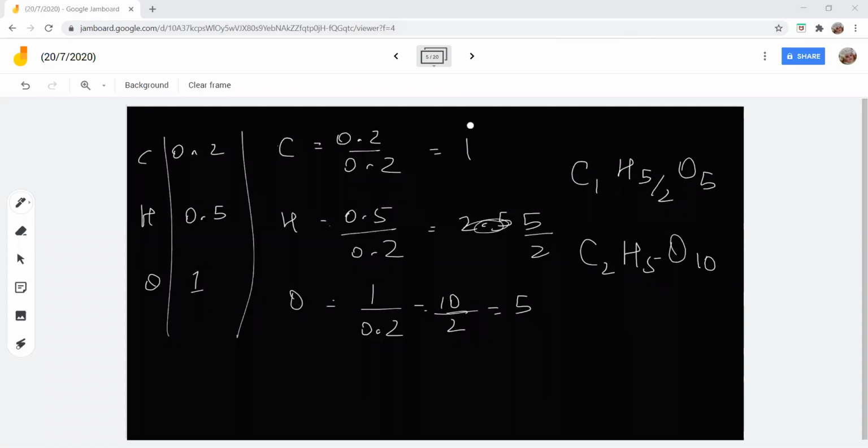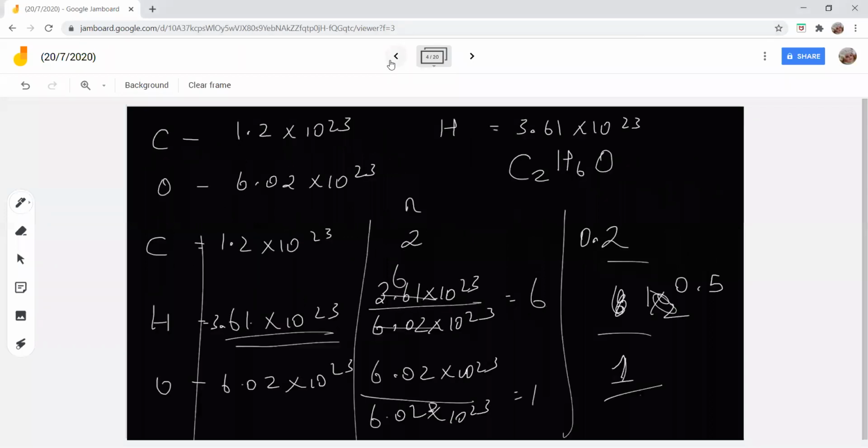Ma'am, in the starting for carbon, we did 6.023 into 10 power 23 divided by 1.2 into 10 power 23. No, ma'am, 1.2 into 10 power 23 divided by 6.023 into 10 to the power of 23. Okay, ma'am. That is 1 by 6 only, no, ma'am. How is 1.2 divided by 6.02? 6 2s are 12, correct? Yes, ma'am. So if it is 1.2, it is 0.2. That's all. Okay, ma'am.